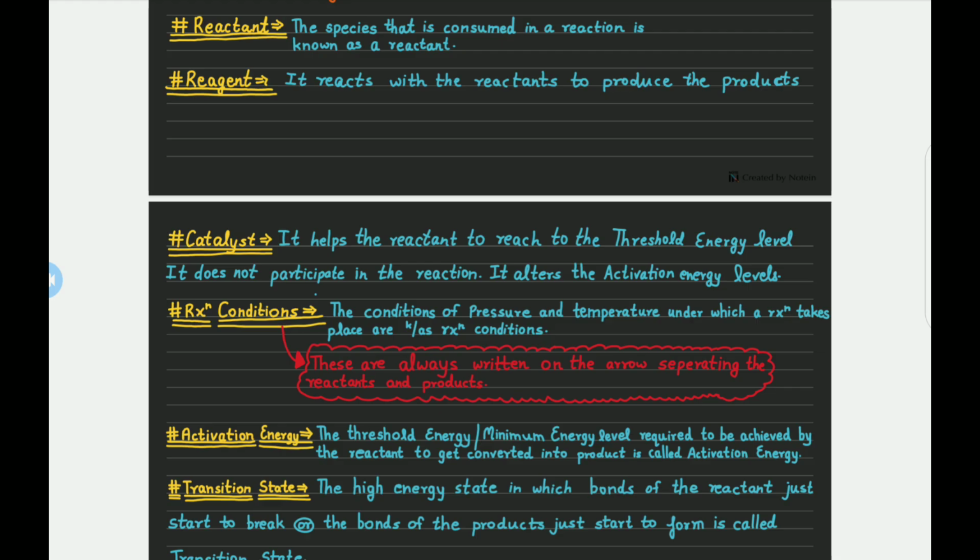Fourth, the reaction conditions. The conditions of pressure and temperature under which a reaction takes place are known as reaction conditions. These are always written on the arrow separating the reactant and products. These can never be written alongside the reactants or the products. You have to write them on the arrow only. It's the correct way of representation.